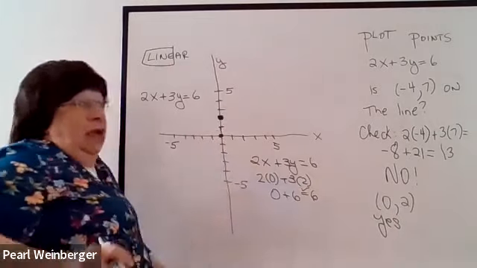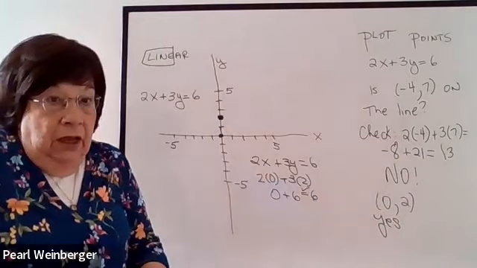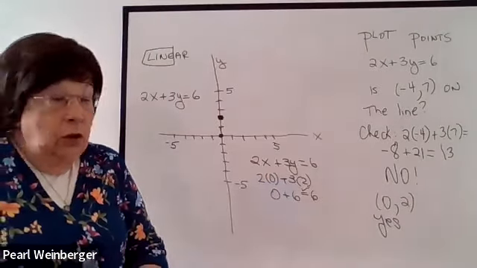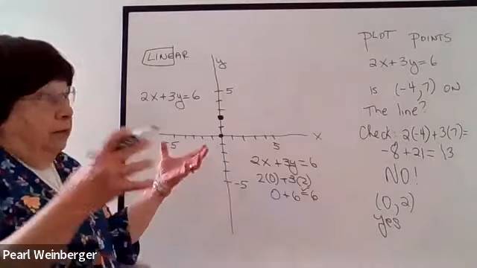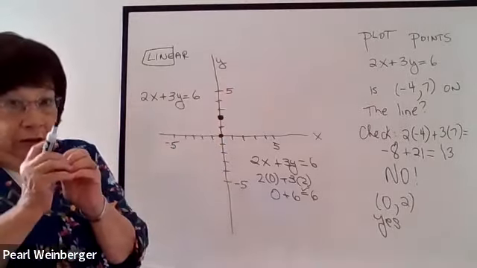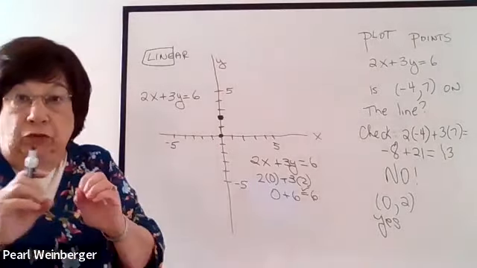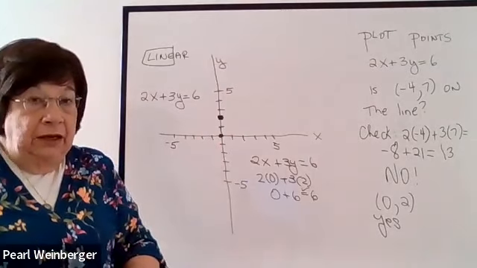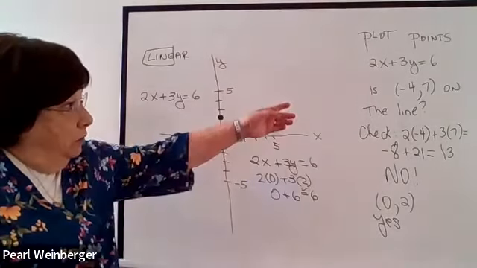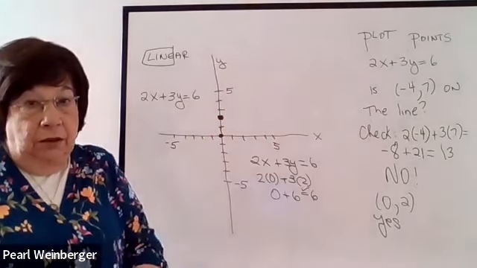So if I gave you a bunch of different points and asked you to see if a point is on a line or not, you don't even have to look at the line itself. All you have to do is look at the equation. Stick the numbers into the equation. If the equation works, the point is on the line. If the equation doesn't work, like with -4, 7, the point is not on the line.